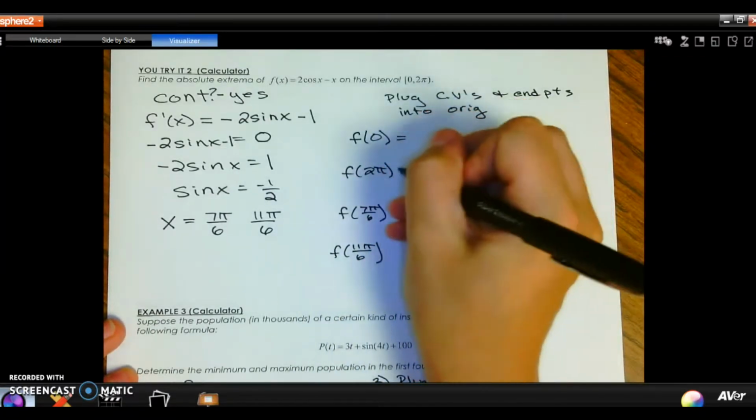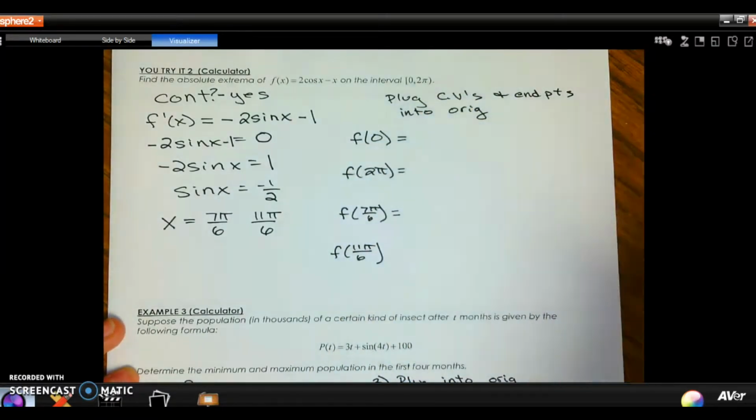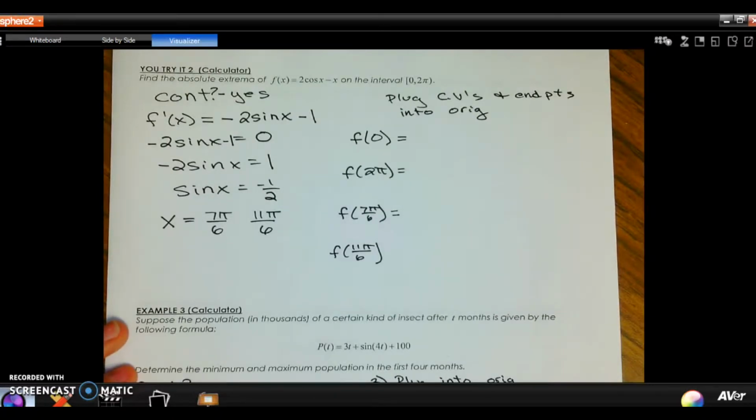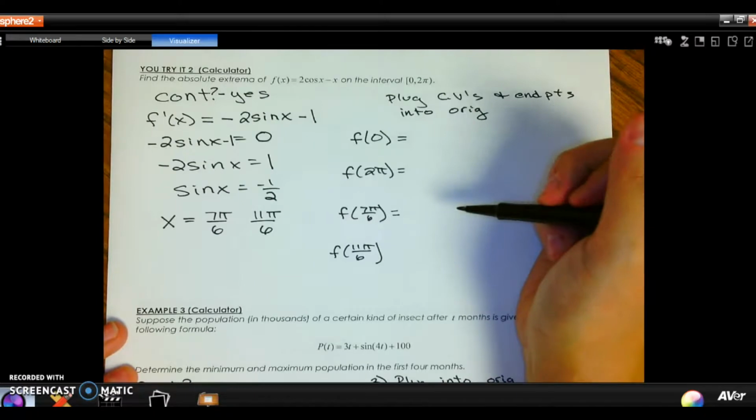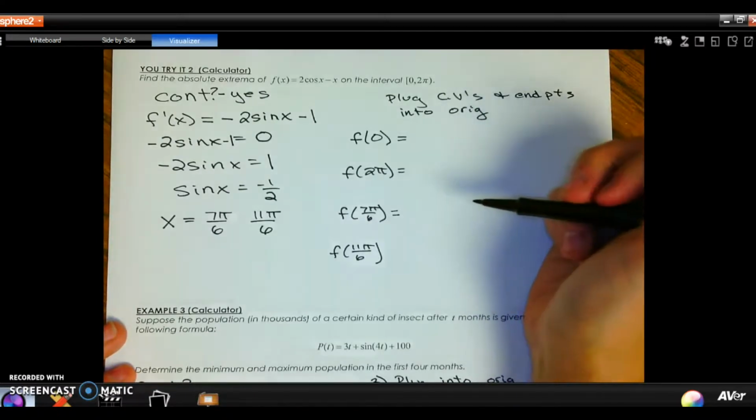So this is the part that you may want to use your calculator for, because if you tried to do it without your calculator, you'll see. Watch what happens. So we'll do this first one without our calculator. So 2 times the cosine of 0 minus 0.